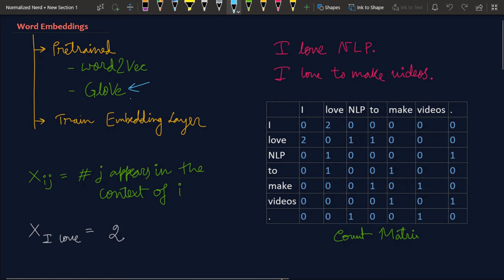And one of the best ways of getting intuition from the whole dataset, that is taking advantage of the statistics from the whole dataset, is by using the co-occurrence matrix, or simply the count matrix.